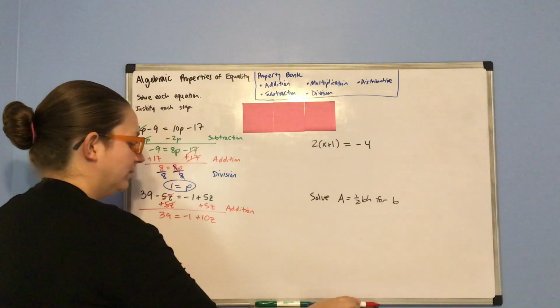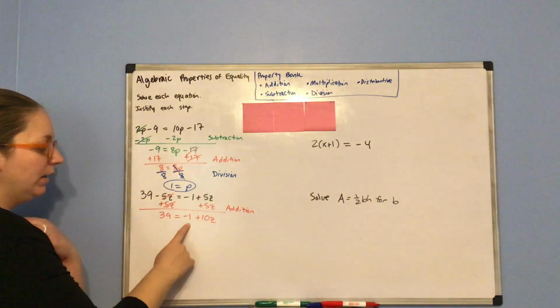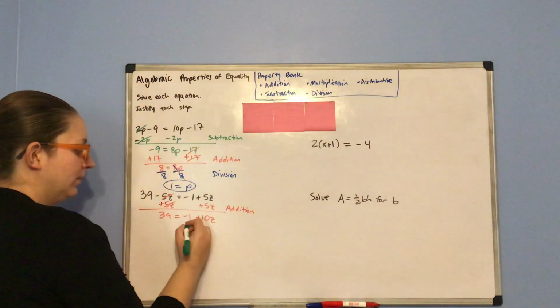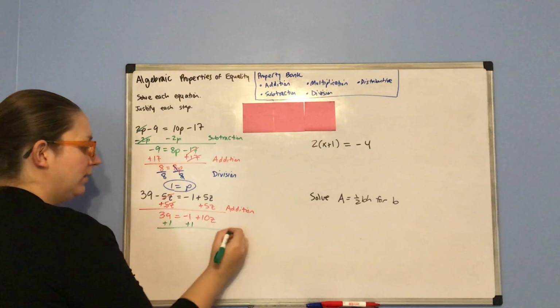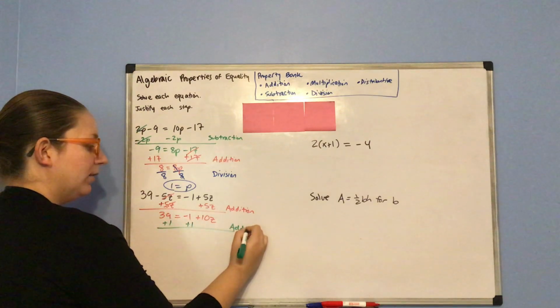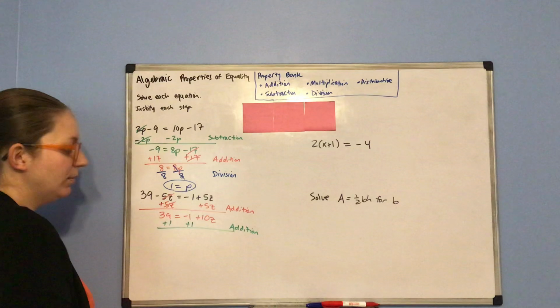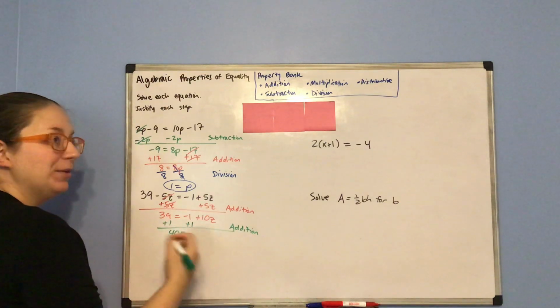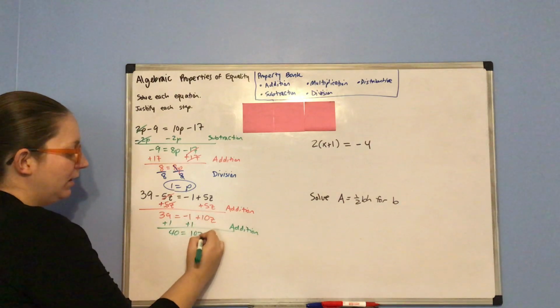What else do I need to do? I need to get rid of this minus 1. The opposite of minus 1 is adding 1. So once again, I'm using my addition property of equality since I'm adding the same thing to both sides of the equal sign. 39 plus 1 is 40 equals 10z.